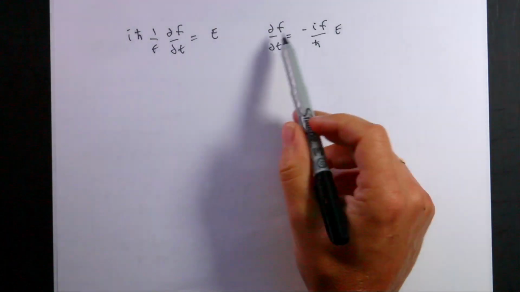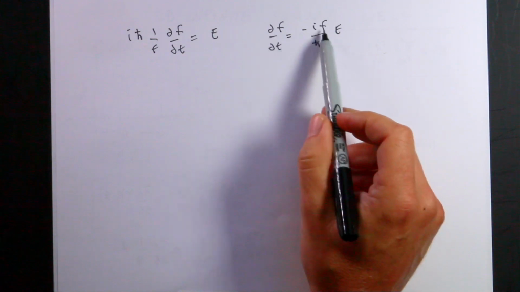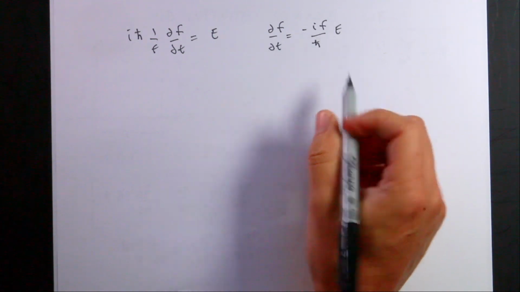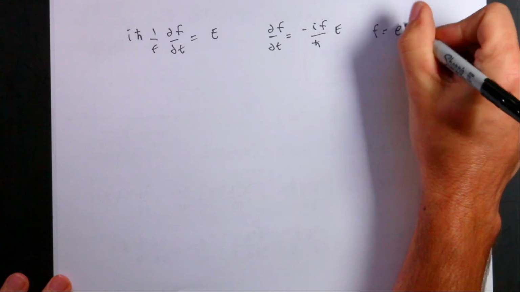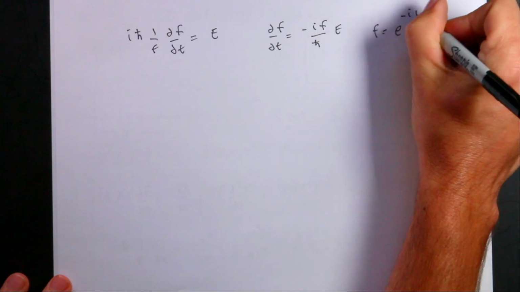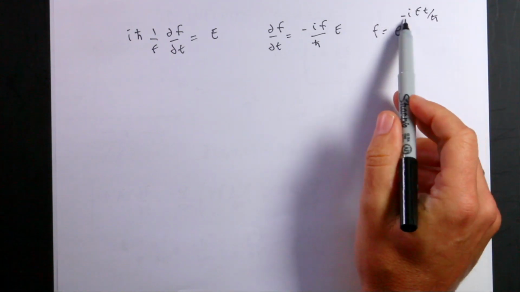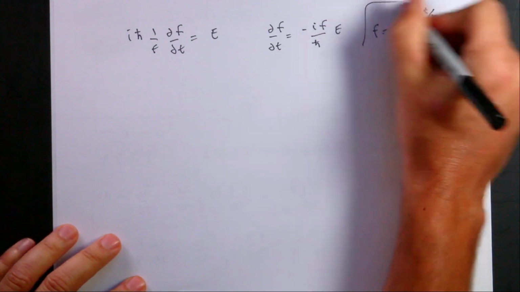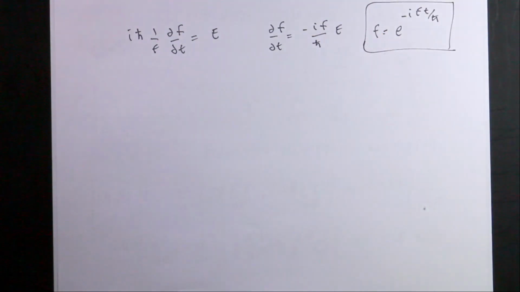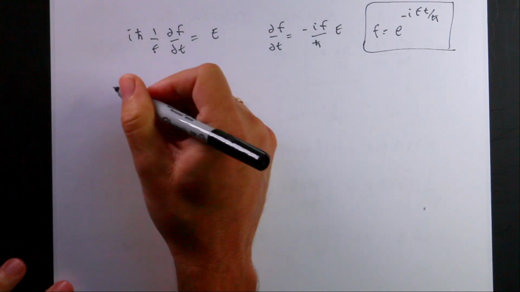So this says I'm going to take the derivative of f with respect to t and get the same thing back with this extra constant in there. So that means that if I say f is equal to e to the minus i E t over h bar, that will work, because now if I take the derivative, I get the minus i E over h bar. So that's my time part of my solution. Okay, and that's exactly what we got before. Now let's go back to the space part.